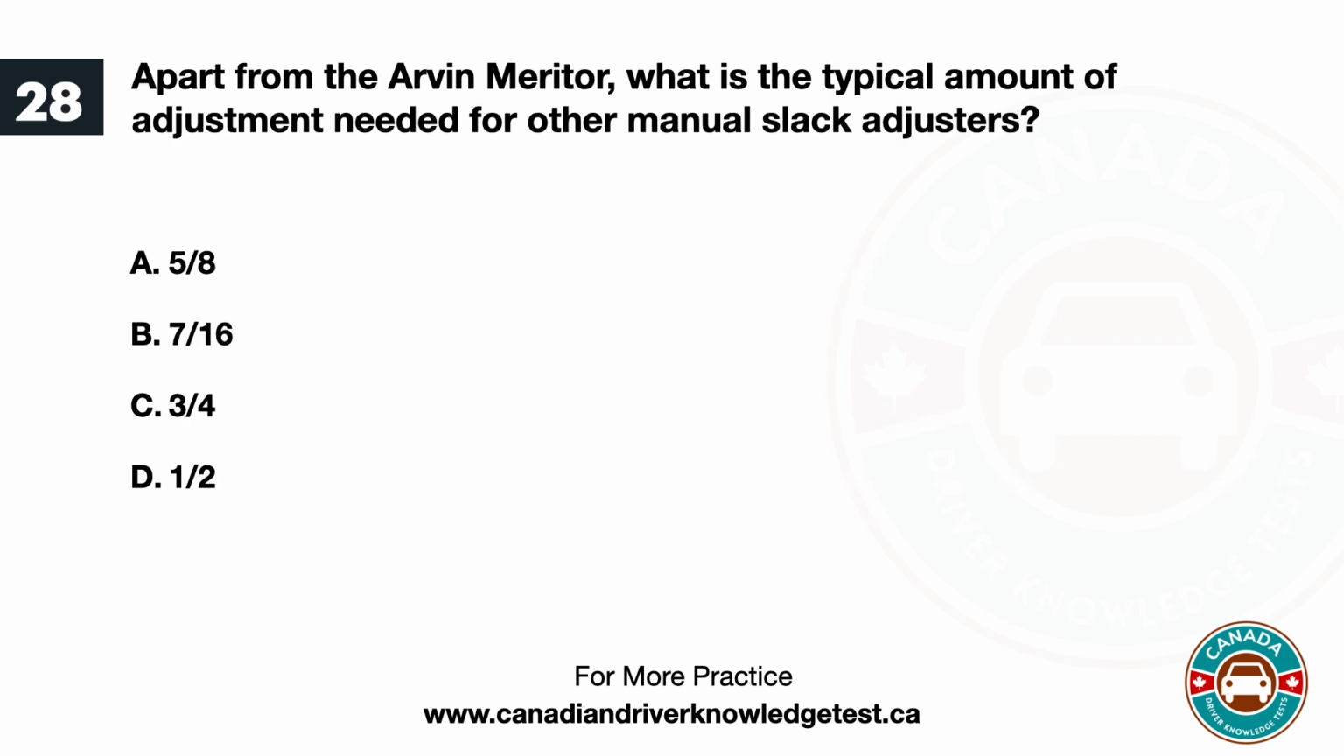Question 28. Apart from the Arvin Meritor, what is the typical amount of adjustment needed for other manual slack adjusters? A. 5/8. B. 7/16. C. 3/4. D. A demi. The answer is B. 7/16.